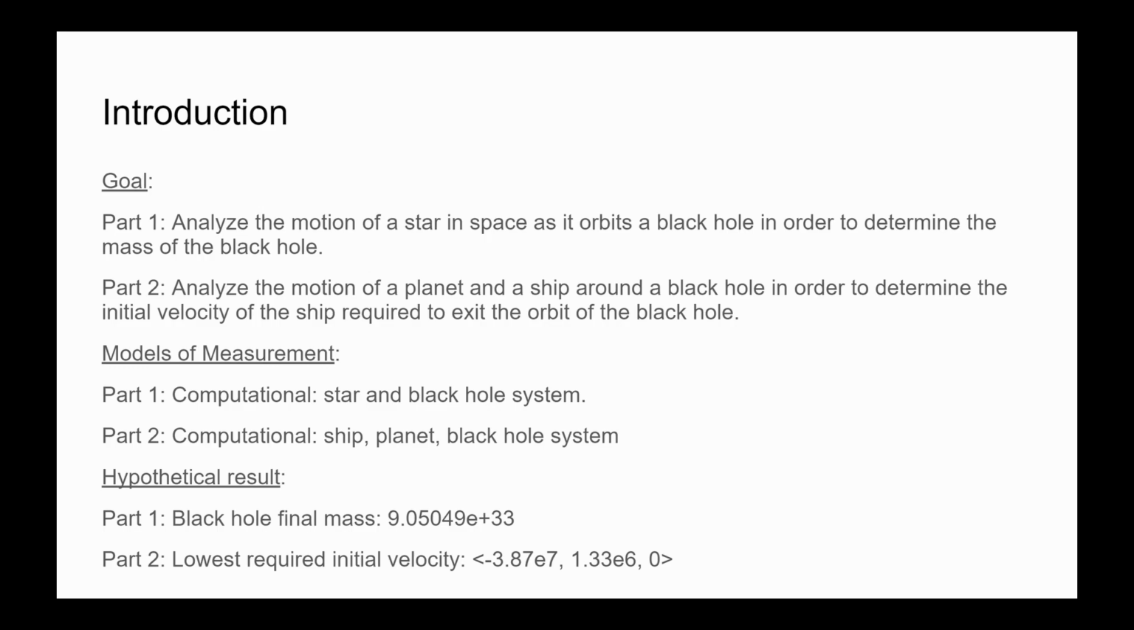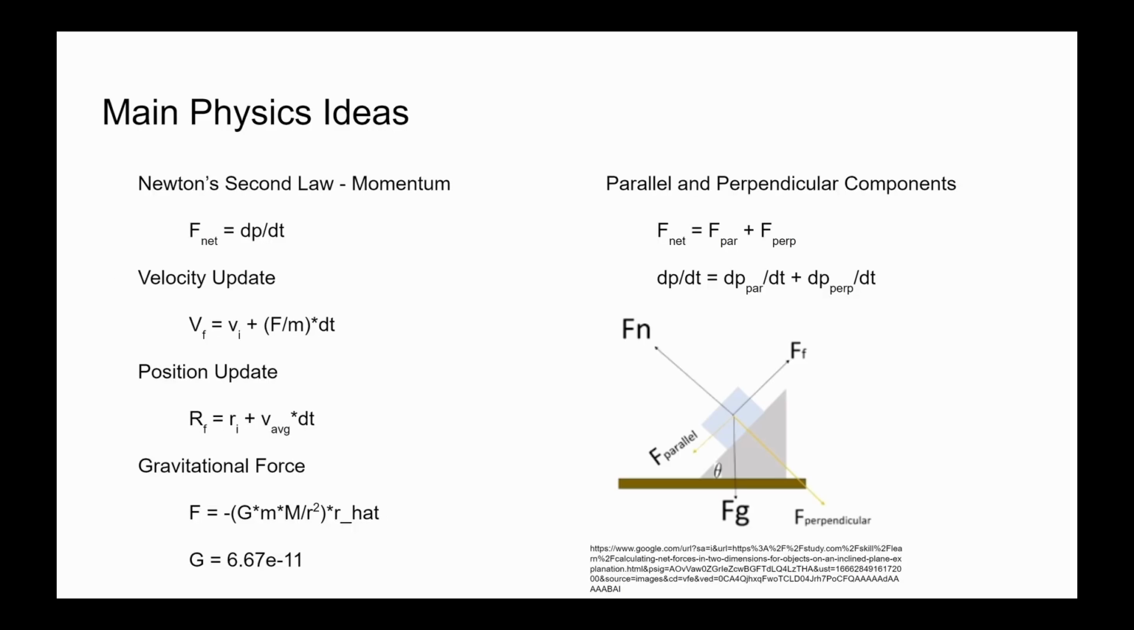Our hypothetical results will be, for part 1, that the black hole mass will be about 9 times 10 to the 33rd. For part 2, the lowest required initial velocity will be the vector negative 3.87 e7, 1.33 e6, and 0. The main physics ideas that we'll be covering are Newton's second law of momentum, where F net is equal to dp dt. We'll use both the velocity and position update formulas. We'll use gravitational force as well as the gravitational constant. And something very important to this is the parallel and perpendicular components of forces and momentums.